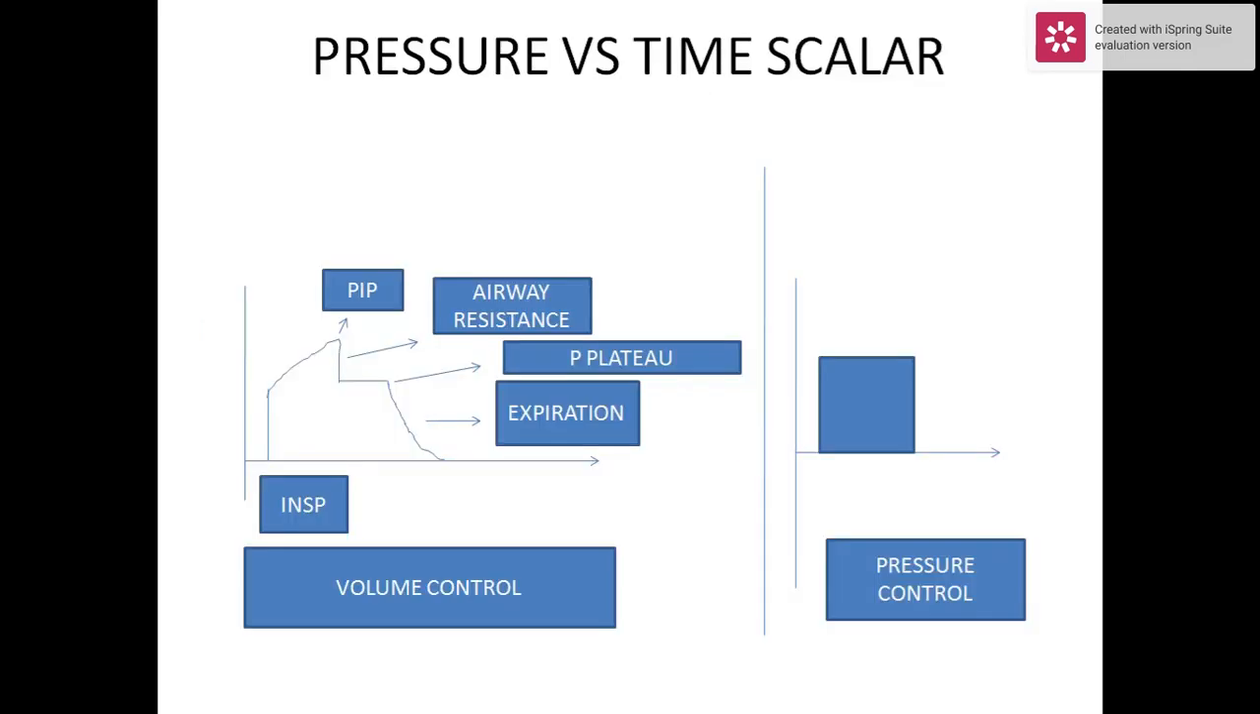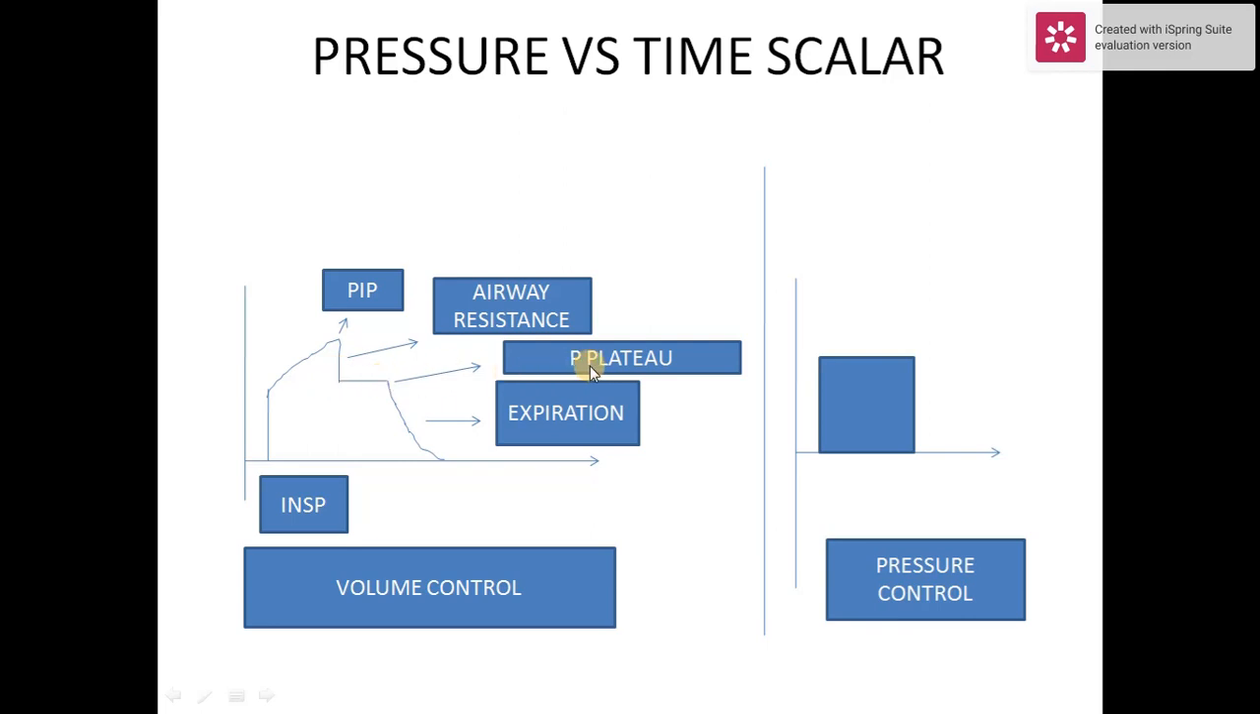Now coming to the pressure scalar. Pressure scalars are different for volume control and pressure control. First, coming to volume control. Please follow the cursor. This is the beginning. The y-axis is the pressure, and the x-axis is the time. Inspiration begins here, and then there is an increase in the pressure, and then it reaches a peak known as peak inspiratory pressure. PIP is peak inspiratory pressure, and then it comes down and maintains a plateau known as P plat.